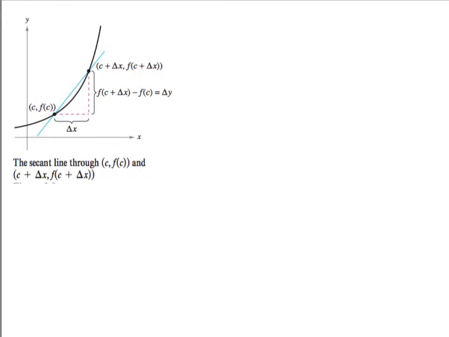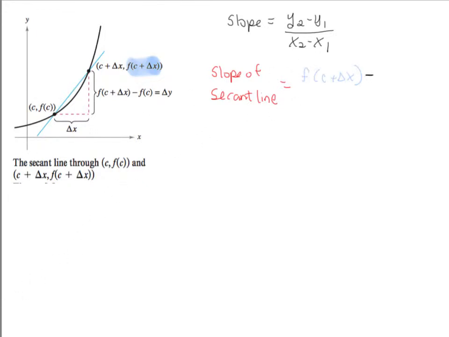So to get a formula for us to start working with, recall that the slope is equal to our change in y over our change in x. Using our 2 points, c, f of c, and c plus delta x, f of c plus delta x, my y2 is my function value at c plus delta x, and my y1 will be my function value at f of c. I'm going to divide this by my x2 minus my x1.